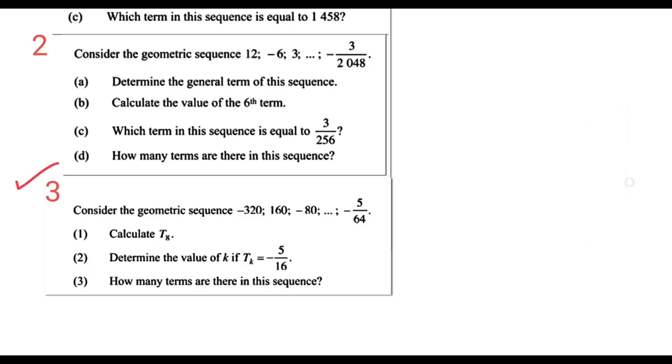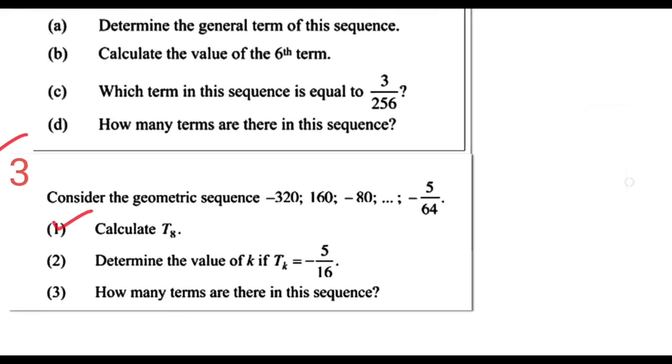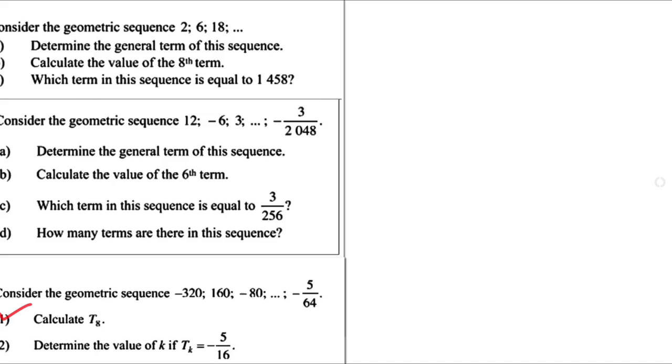Question number 3. Consider the geometric sequence. First question, calculate T8, the 8th term. First of all, identify the first term A and the common ratio R. Then we can use the formula for the nth term to find T8.